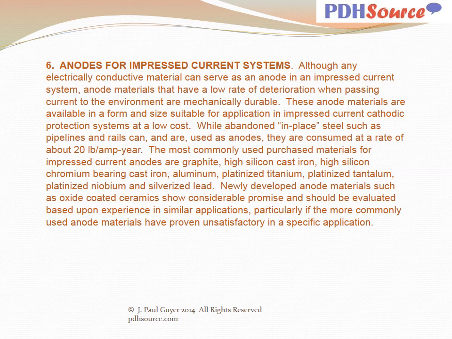The most commonly used purchased materials for impressed current anodes are graphite, high silicon cast iron, high silicon chromium bearing cast iron, aluminum, platinized titanium, platinized tantalum, platinized niobium, and silverized lead. Newly developed anode materials such as oxide-coated ceramics show considerable promise and should be evaluated based upon experience in similar applications, particularly if the more commonly used anode materials have proven unsatisfactory in a specific application.